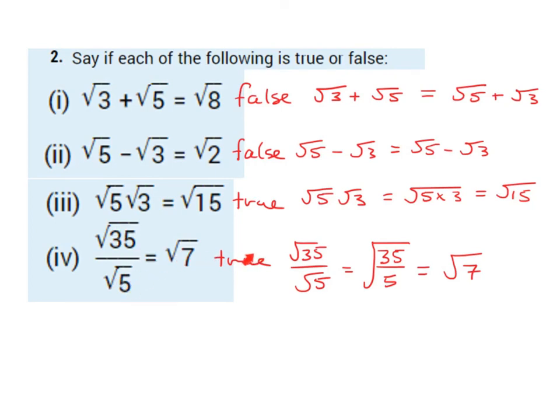So this is true. So root 35 divided by root 5 is equal to the square root of 35 over 5, and 35 divided by 5 is 7.